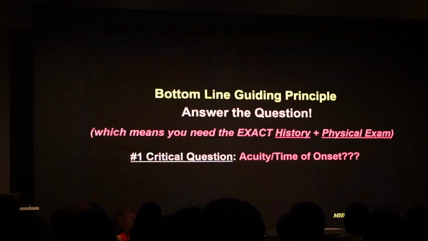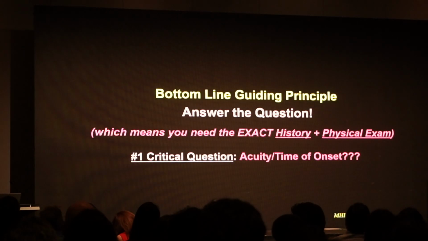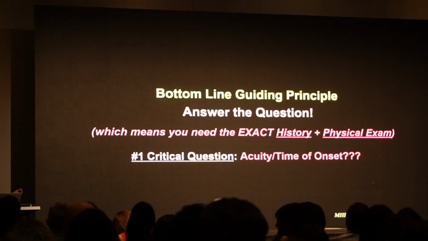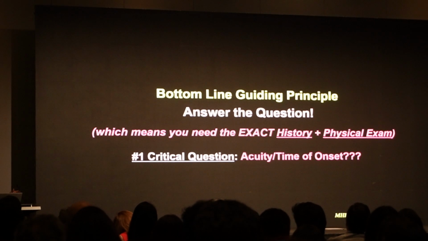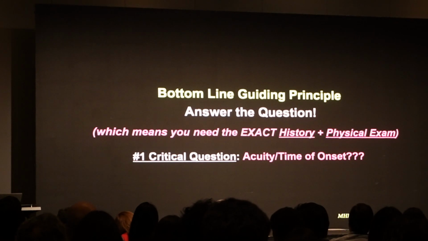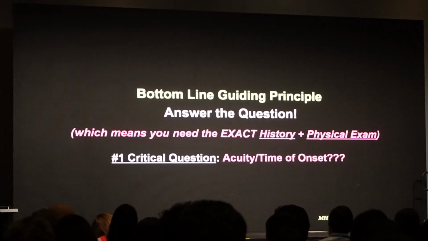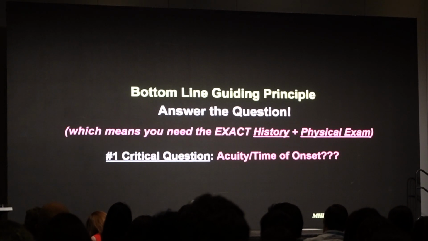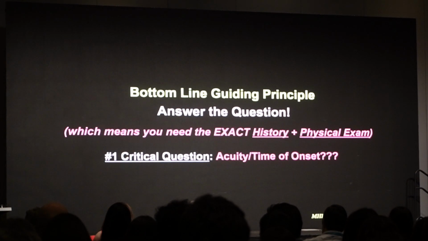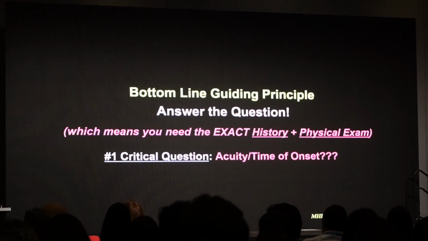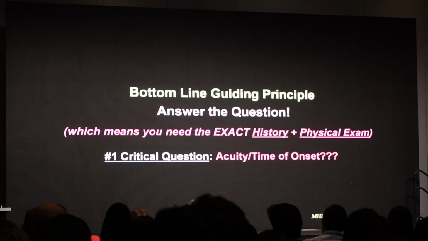This time, I'm just going to start with the same thing. History is important, but it's especially important when you're dealing with stroke. And the most important question is, was it an acute onset? Because if it's not an acute onset, there's always other things in the differential. What is the time of onset?